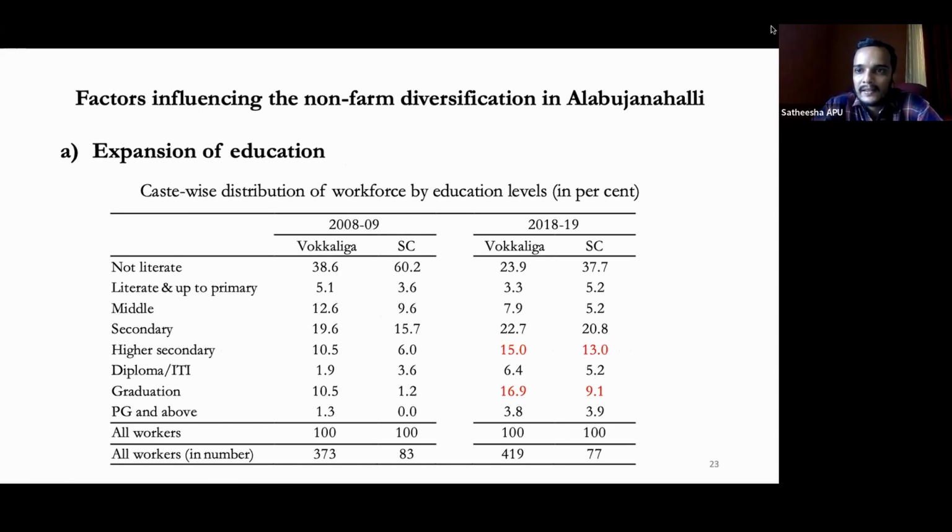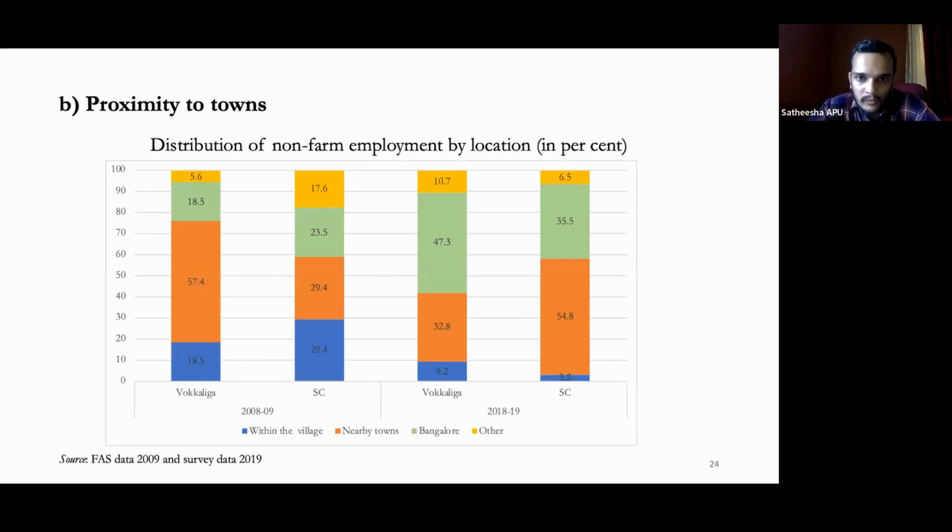Let's look at what factors might have contributed to the recent diversification in Alabujanahalli. One could be the expansion of education, in particular higher education. This is true for both Vokkaliga and SC. We can see more than 30 to 40% of the workers had an education qualification of higher secondary and above. Most importantly, you can see a large improvement in workers with graduation level for both Vokkaliga and SC. So the expansion of higher education also might have helped the workers to secure better paying jobs in the non-farm sector.